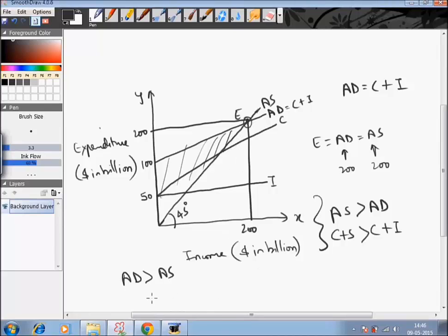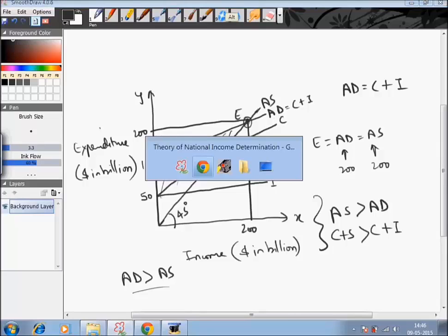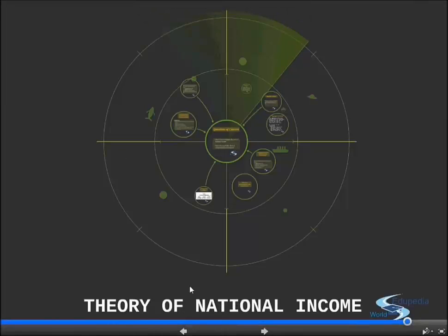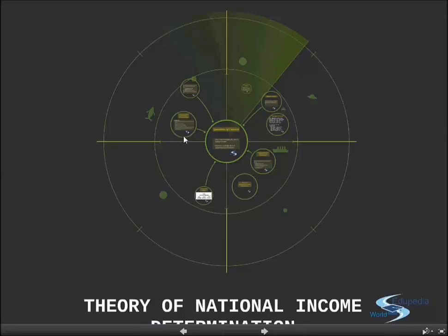So you see here that if the economy is not at the equilibrium level, it will itself adjust and reach the point of equilibrium. So we see how we determine the level of national income under the Keynesian two-sector model. So this was about the theory of national income determination, that is, we have studied how national income under the two-sector model is derived under Keynesian theory.